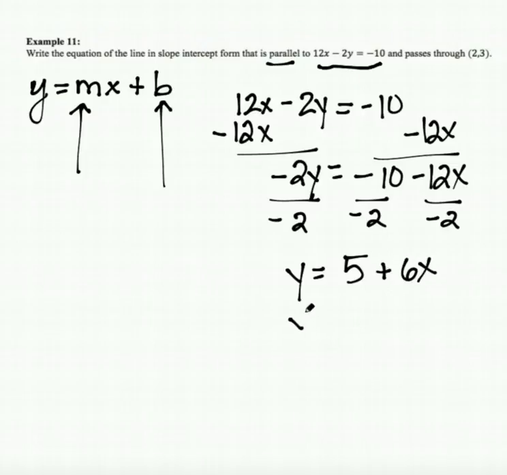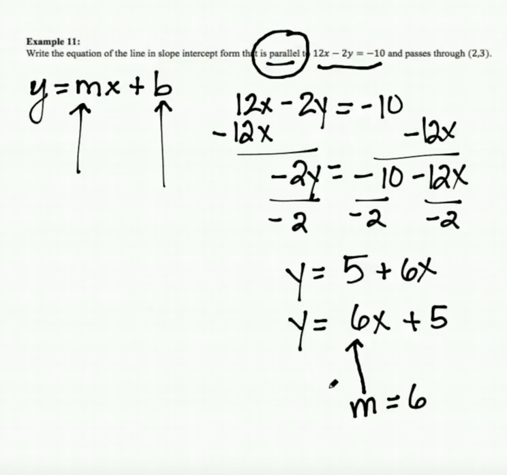And then in my last step, I'm just going to rewrite it with the 6x first so that it's in y equals mx plus b form. Okay, so notice the only thing I need from this equation is the slope. So I'm going to use m equals 6 because it says it's parallel to that line. That means the line that I'm writing the equation for has to have that same slope. So back over here, basically they've given me the information that I want the slope to be 6 and I want to pass through the ordered pair (2, 3).